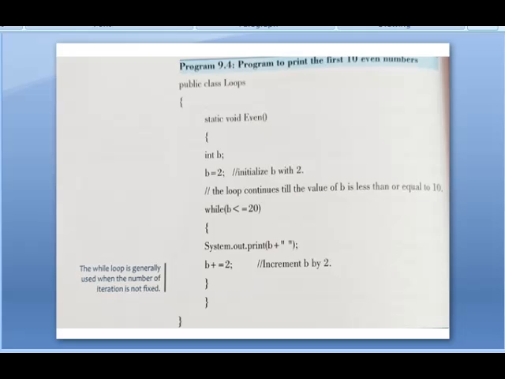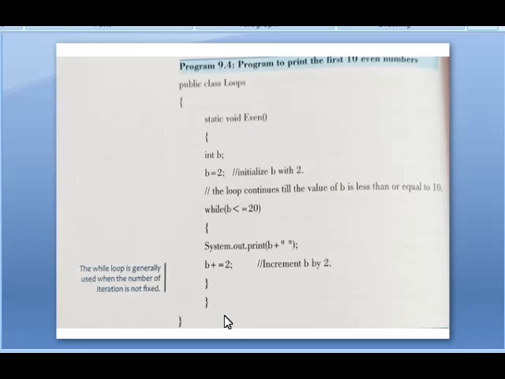Now, a program to print the first 10 even numbers by using the while loop. The first even number starting value is b equal to 2. It checks the condition b less than or equal to 20, and if the condition is true, it will print the value of b here. Then b will increment by 2, so the value of b becomes 4. 4 less than or equal to 20, yes, so it will print here. Then it will increase the value by 2, 4 plus 2 is 6. Then 6 less than or equal to 20. Like this it will execute the loop till the value of b becomes 20. If the value of b is greater than 20, it will terminate the loop.